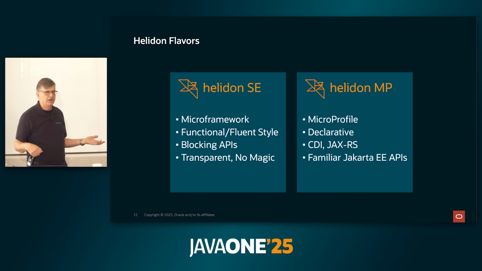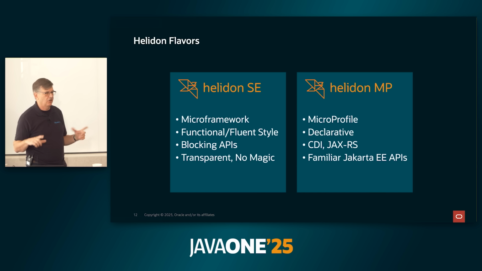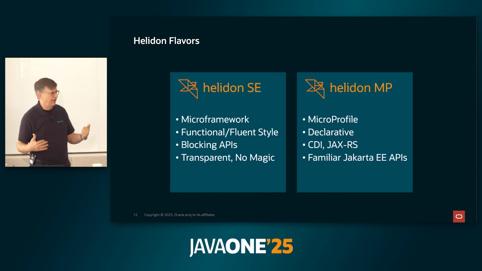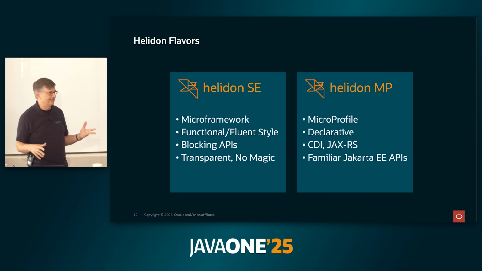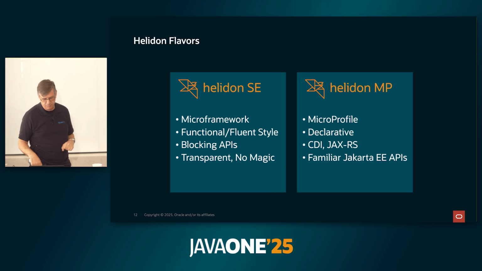One thing that makes Helidon unique is we have two API flavors: Helidon SE and Helidon MP. SE is our lower level foundational set of APIs. It's a functional, fluent type of style with builders, right? That kind of style. In 4.0, where we moved to virtual threads, it is a blocking style API, a nice, simple blocking style API. We like to say with Helidon SE, it's transparent, no magic. It's all there for you to see. You do things very explicitly.